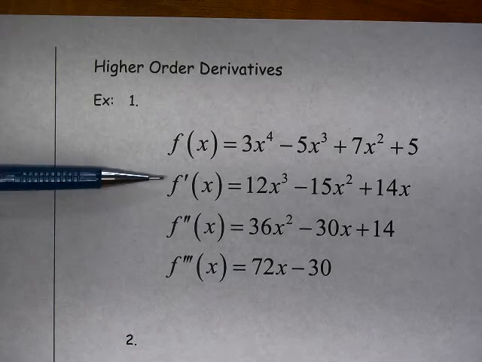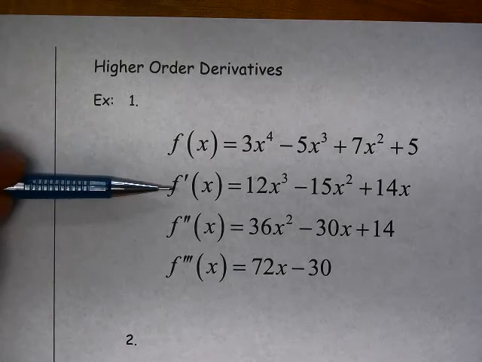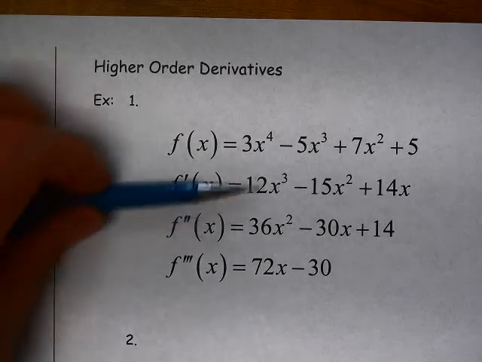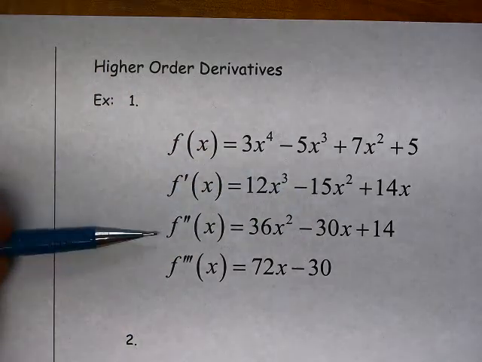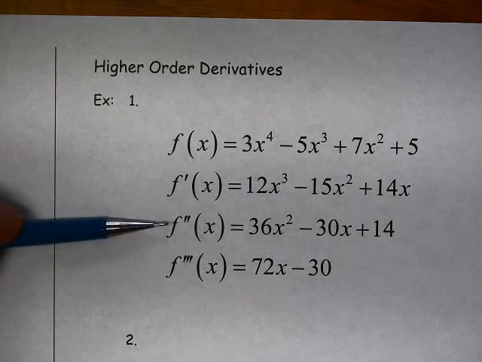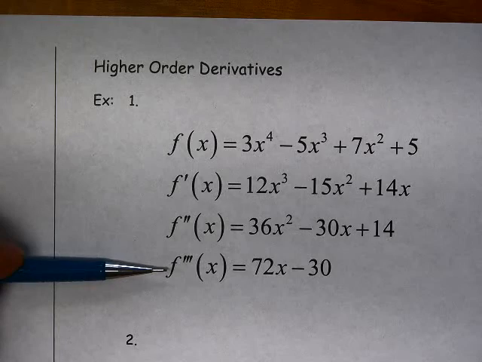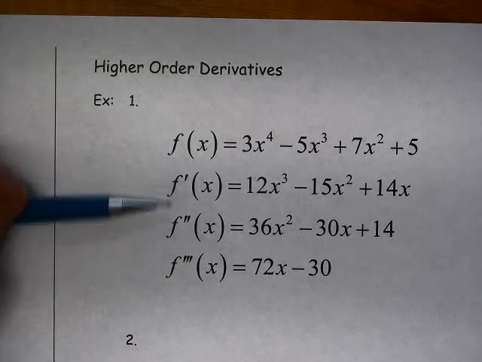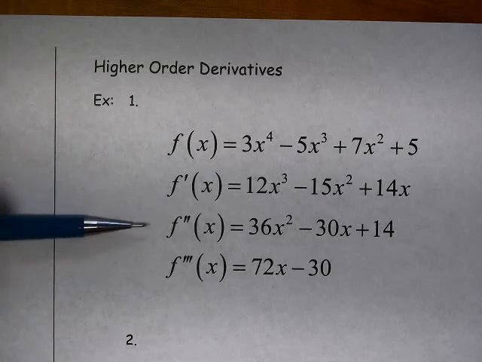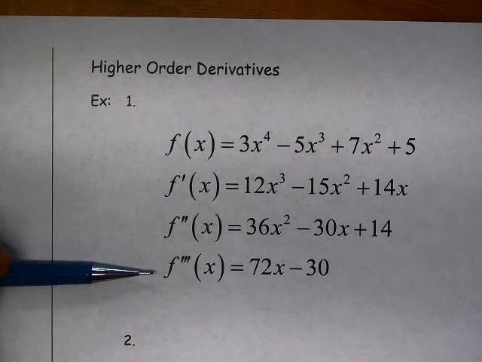I can take that first derivative and take the derivative of it. That gives me the second derivative. Again, I just follow the power rule and get the second derivative. I can continue on as many times as I want, so I can take the third derivative and so on. These are higher order derivatives. I have the original function, the first derivative, the second derivative, and the third derivative.